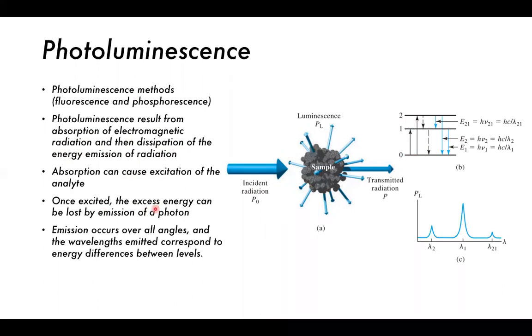And once excited, the excess energy can be lost by emission of a photon, like from here to here, here to here. And we can get, of course, a spectra based on that, because remember that the energy can be related to the wavelength via Planck's relationship. So emission occurs over all angles, and wavelengths emitted correspond to energy differences between the levels. So these wavelengths correspond to the energy differences between these levels.